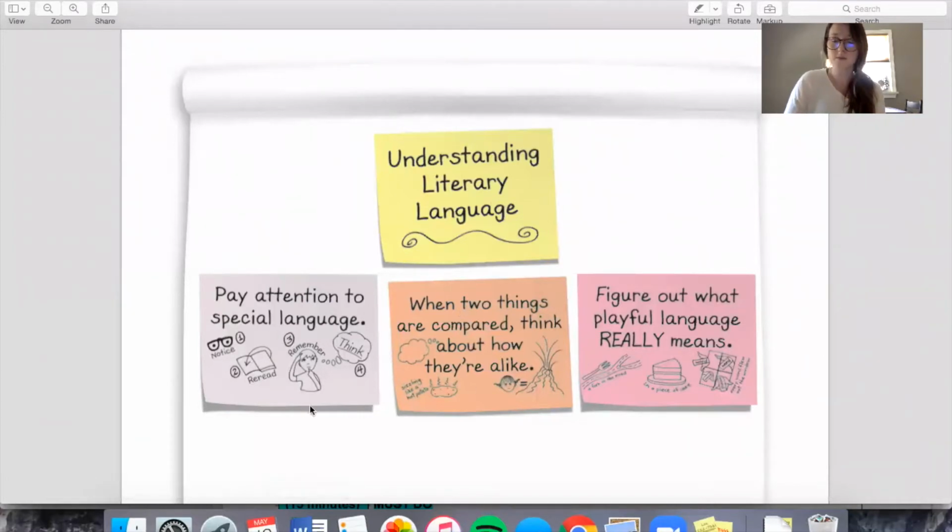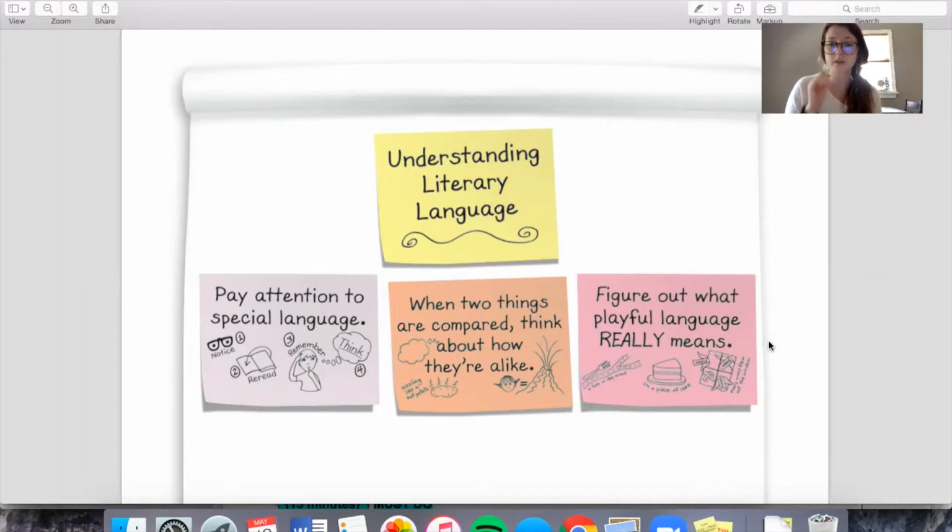So some things that we can do is we can pay attention to special language. We talked about that the other day, really thinking about how authors use special words, and we can think about the special language and the precise language that they're using to help us paint that clear picture in our head. We can also think about when two things are compared, we can think about how they're alike. For example, on our screen, we can see that this boy looks so mad. He's as mad as an erupting volcano or sizzling like a hot potato.